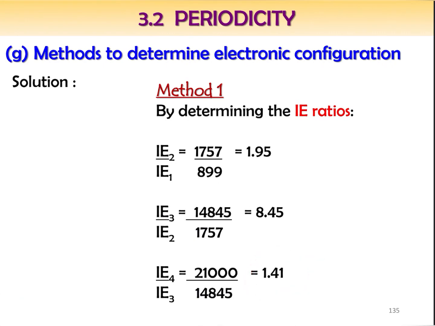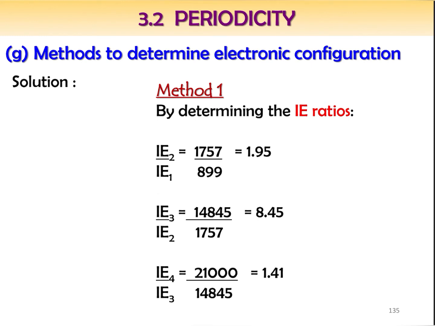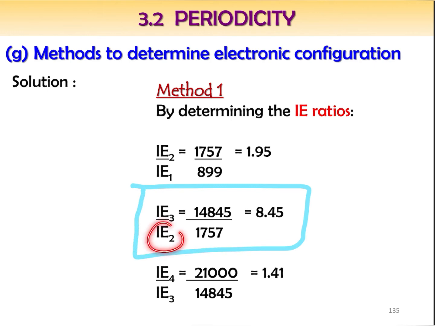Okay, so kita just dapatkan dia punya ratio. So next kita tengok the biggest value of the ratio. Okay, so maksudnya yang mana yang paling besar value dia? So this is the biggest ratio. Okay, so once kamu dah identify this is the biggest ratio, so kamu tengok value dia. Okay, so if it is IE2, so maksudnya from here kita boleh tahu that it is valence electron. Kamu ada 2 valence electron.